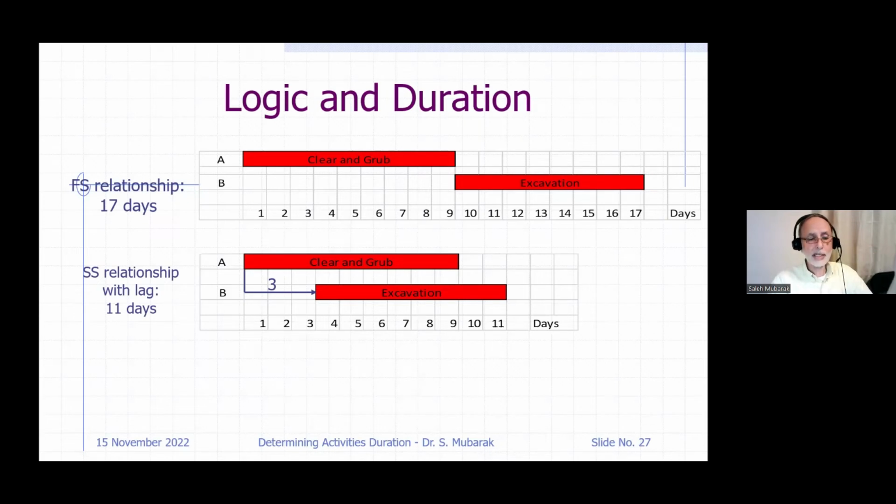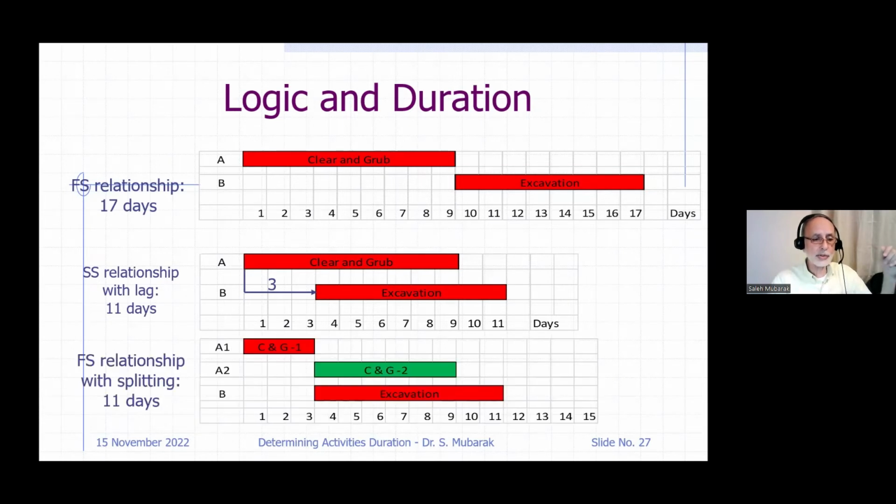And you're going to tell me, you just told me to simplify. You don't want start to start. Yes. So here's what I'm going to do. I'm going to split the clear and grub into 2 components. The first component is 3 days, which is a predecessor for excavation. And the remainder of clear and grub is not even critical. All right. And I don't need start to start. I don't need any lags.